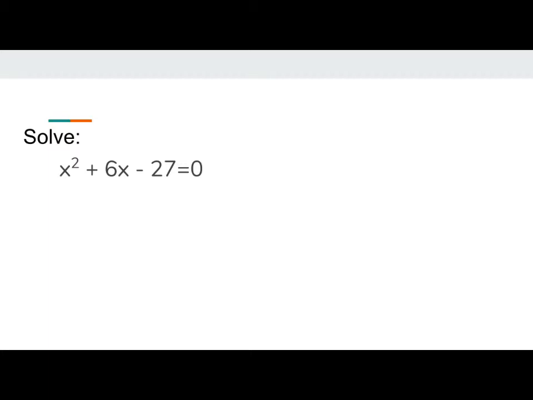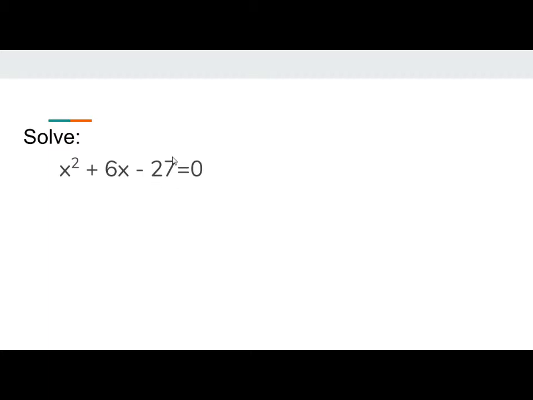So we've got x squared plus 6x minus 27 equals 0. We've got this quadratic equation. It's in standard form. It equals 0. You'll notice the leading coefficient here is 1. There's no number out in front of this x squared. So I can use a faster method of factoring this. I don't need to use the AC method.